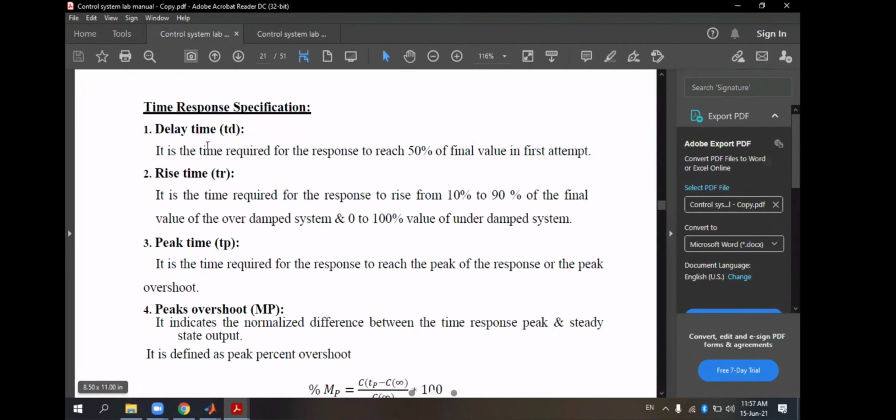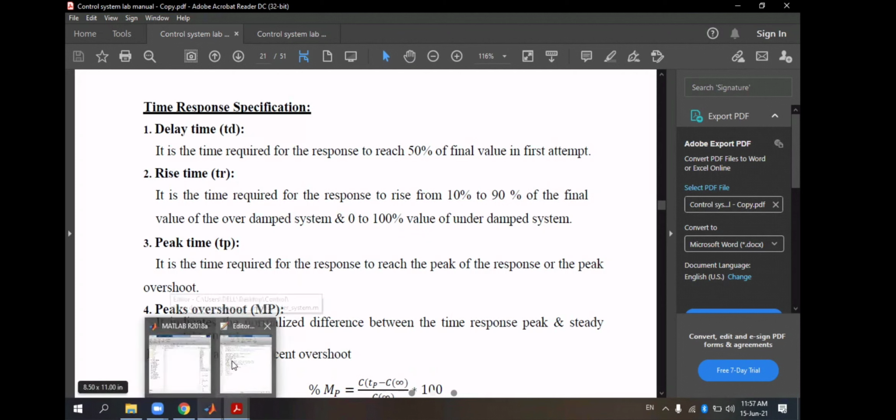Delay time is the time required for response to reach 50% of its final value in first attempt. Rise time is the time required for response to rise from 10% to 90% of its final value, for over damped system, and for under damped system it is 0 to 100%. We will again see this when our output comes on MATLAB.